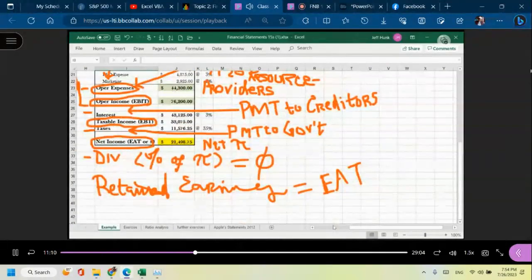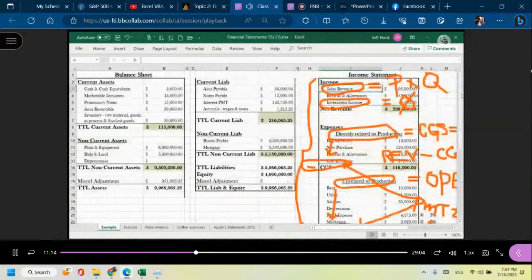All right. Then let's move on to the balance sheet. Okay, let's move on to the balance sheet. Usually, balance sheet. Oops, I'm sorry.